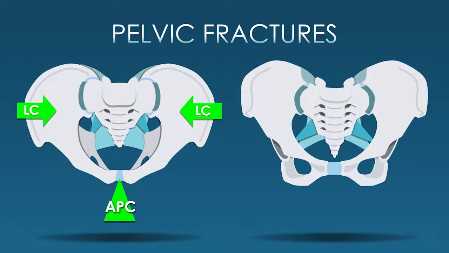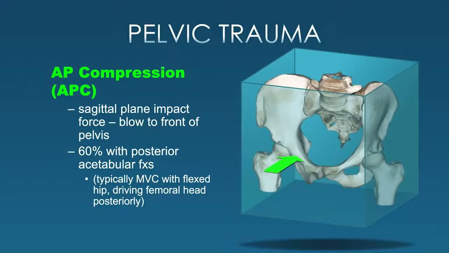So let's begin with anterior-posterior compression, a blow to the front or perhaps the back of the pelvis. Many of these can be associated with posterior acetabular fractures for an anterior impact. Typically, you'll see this in a motor vehicle crash where someone is clearly sitting, often the driver, but it can be the front passenger, where the engine moves backward into the passenger compartment, and you drive the femoral head posteriorly out of the acetabulum by impacting on the front of the knee.